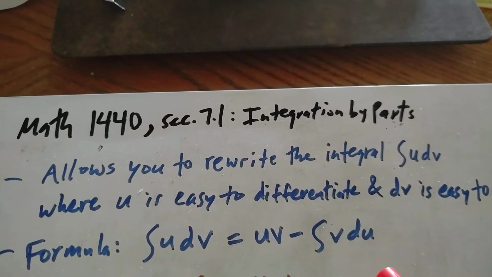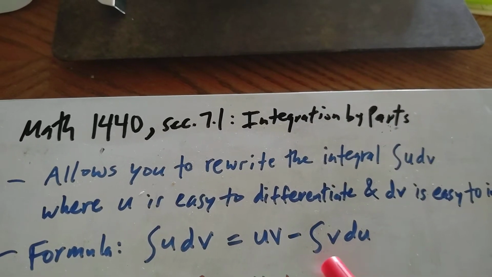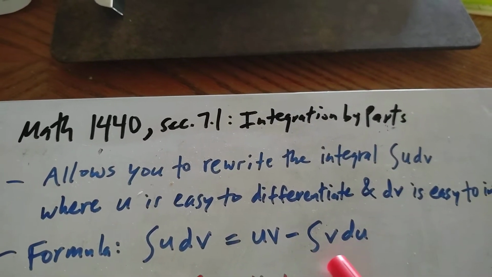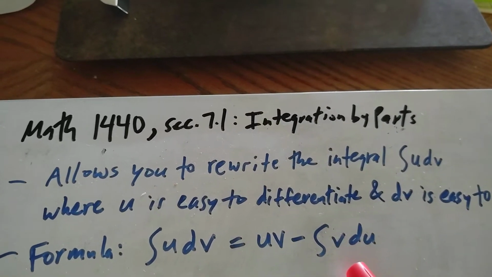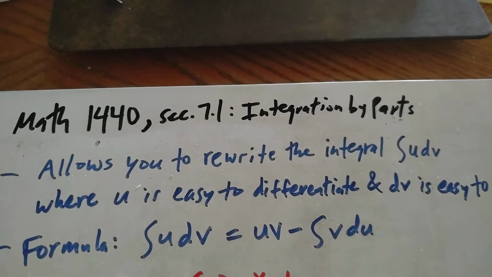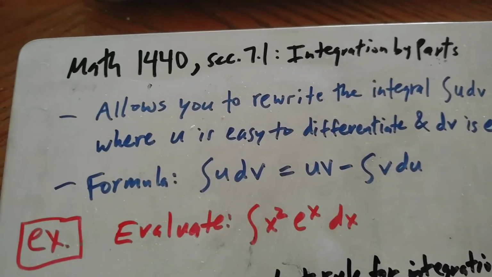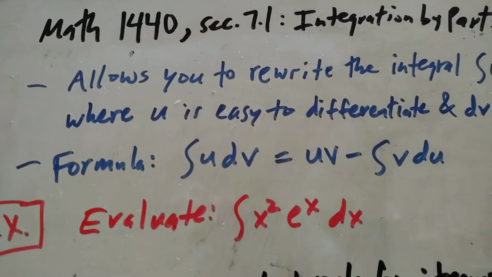Once in a while, not too often, you're going to find that this integral is still hard. So you may have to do integration by parts again, or maybe just a u substitution. Who knows? It depends on the personality of the problem. Okay, so with that being said, let's take a look at our first and last example for today.